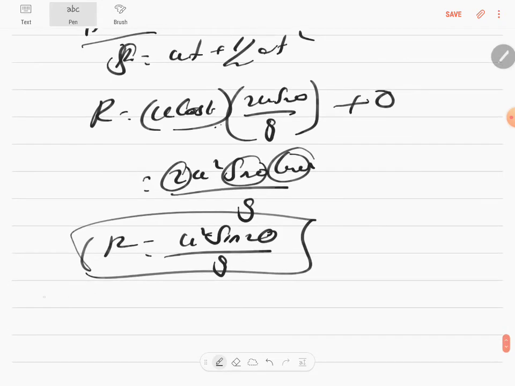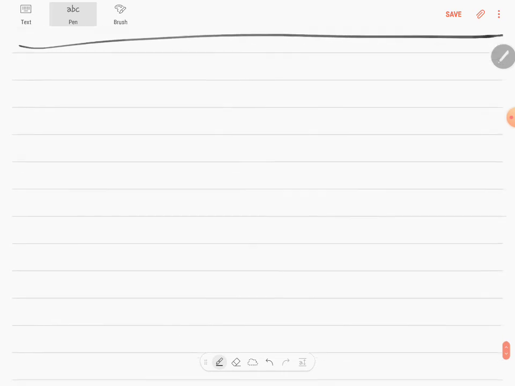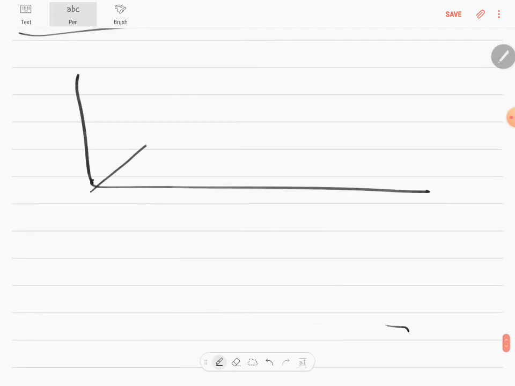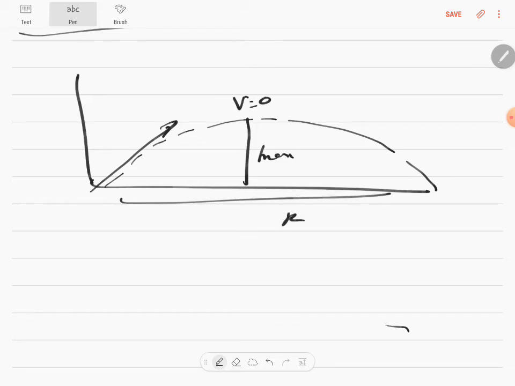I'll do it once again for you. Very, very important. The trajectory in this case is going to go like this. This is the height maximum, at which the velocity itself becomes 0. This is the whole range. This is u, this is u. This is theta. So this will be u cos theta, and this will be u sin theta. You have both the components here.